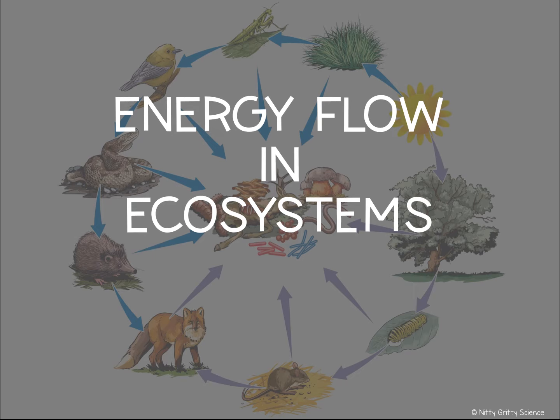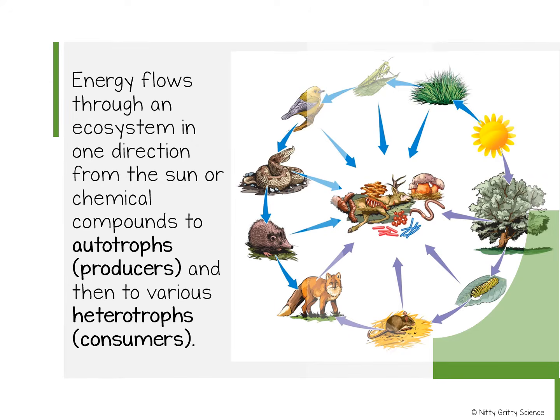Energy flow in ecosystems. To review from the last section, every organism has a role in the movement of energy through its ecosystem. An organism's energy role is determined by how it obtains energy and how it interacts with other organisms. Each of the organisms in an ecosystem fills the energy role of producer, consumer, or decomposer.